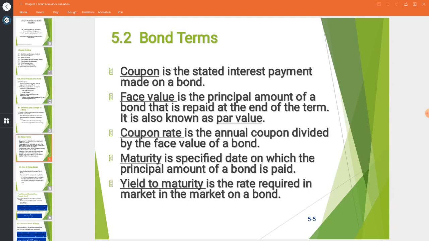Also, one of the important expressions related to the bond is called maturity. Maturity is a specified date on which the principal amount of this bond is going to be paid. Finally, yield to maturity, YTM. YTM, yield to maturity, is the rate required in the market on the bond market.